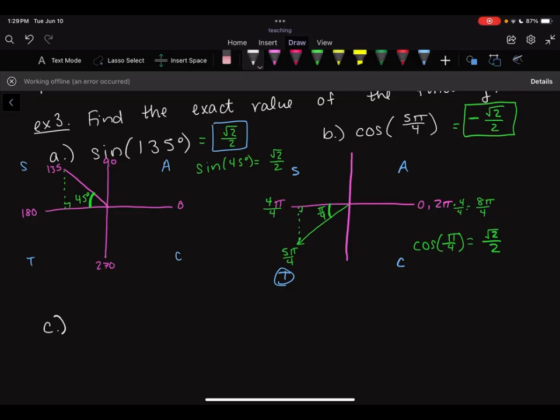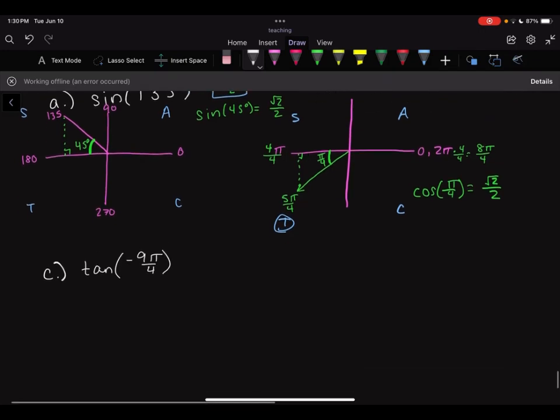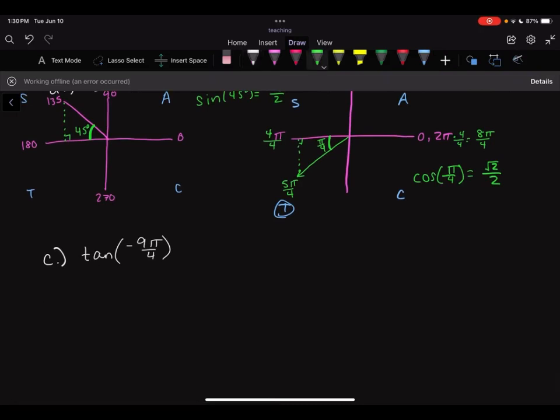Let's do tangent of, let's do negative 9 pi over 4. This looks terrible. So a few ways to handle this. One, you see how it says pi over 4? That means we're looking at a 45, 45, 90 triangle for this one.